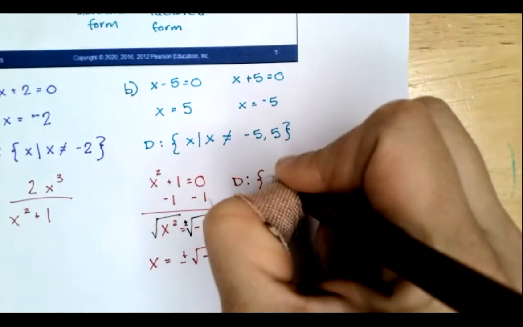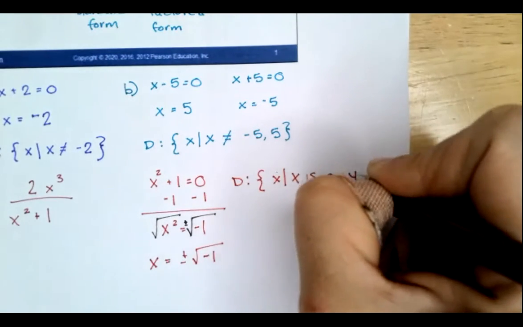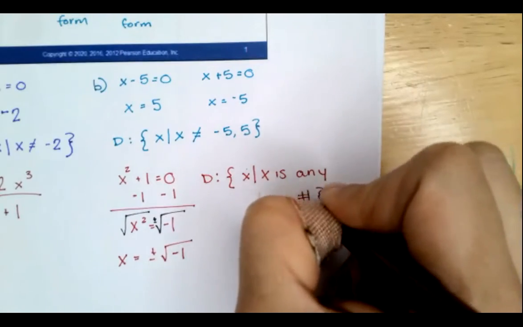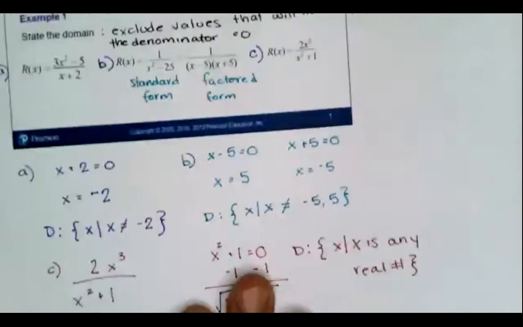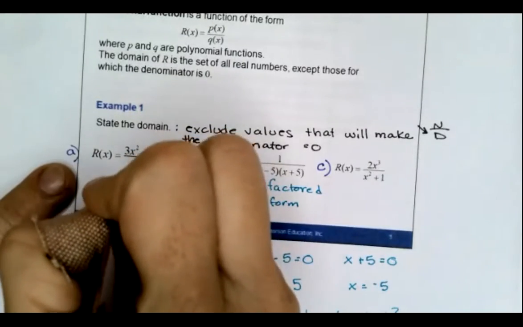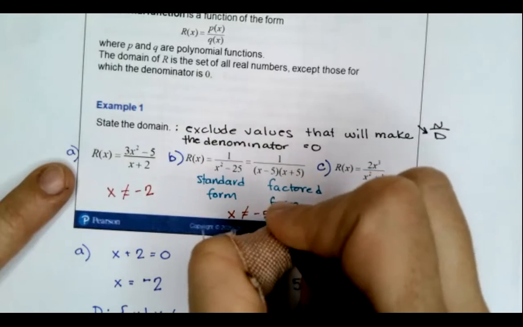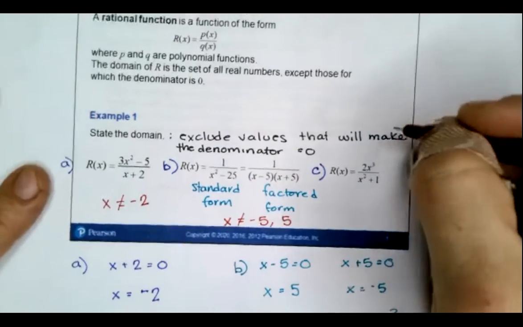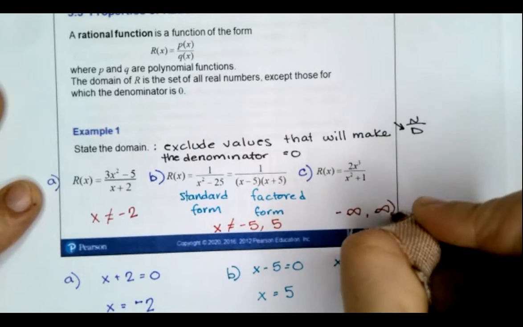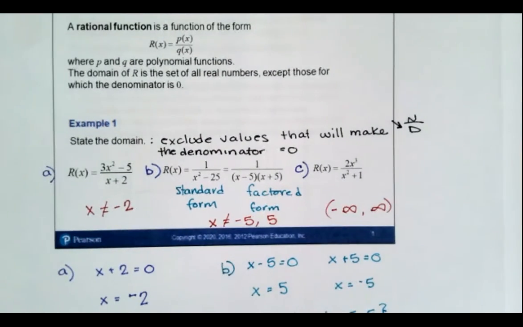all real numbers. X, such that x is any, I think this is how my math lab says it, any real number. Okay, so the domain is, for here, it was that x cannot be -2. Here it's x cannot be -5 and x cannot be 5. And here it's x is all real numbers. Good. All right.